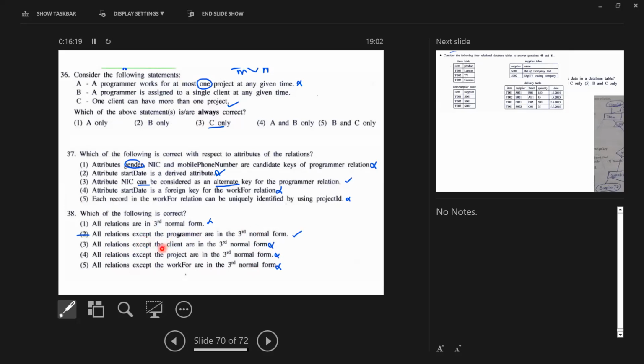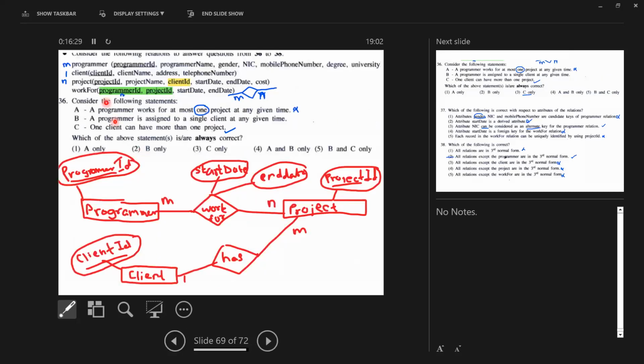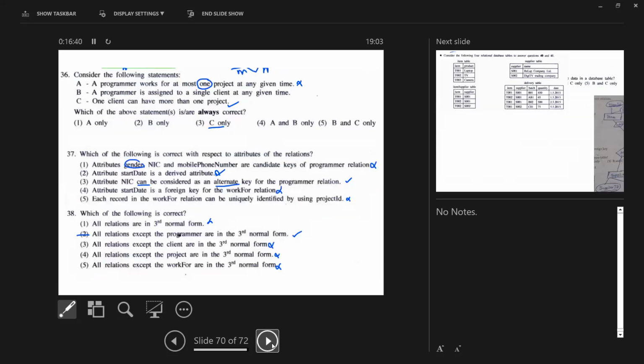All relations. Second one: all relations except the programmer are in third normal form. Yes, the programmer is not in the third normal form, but the other things, the client, can be in the third normal form. There are no transitive dependencies. Project is in third normal form, work for is in third normal form, but programmer is not. The second one is correct.